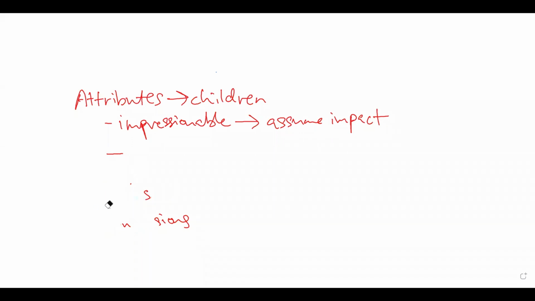Yeah. So I think this characterization could be included as a premise in your argument. So first, they're impressionable. Second, they're in their formative years.